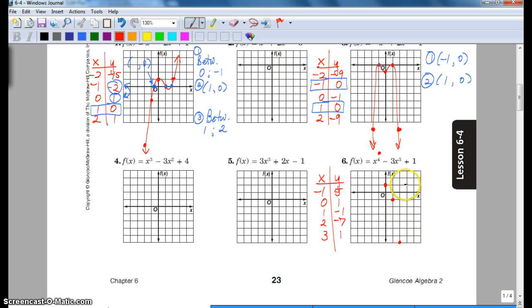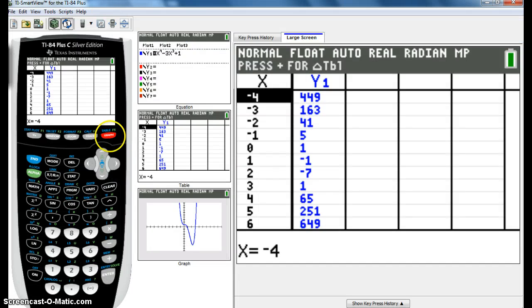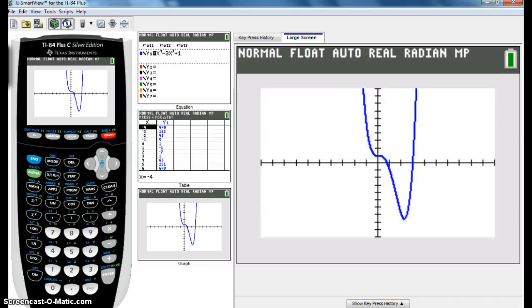3, 1. Okay, and to make sure that I graph this correctly, I'm going to go back and just view this, hitting the graph button. So yes, it comes down, up, down, and then up again.